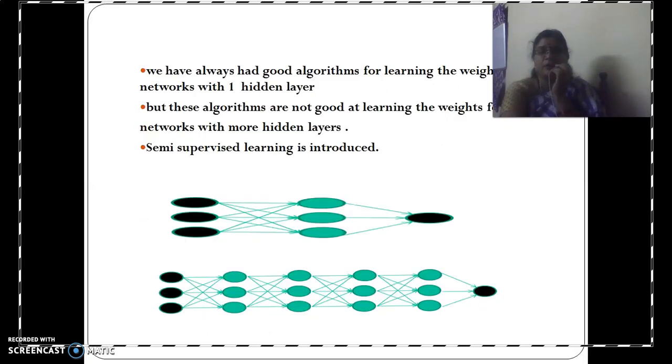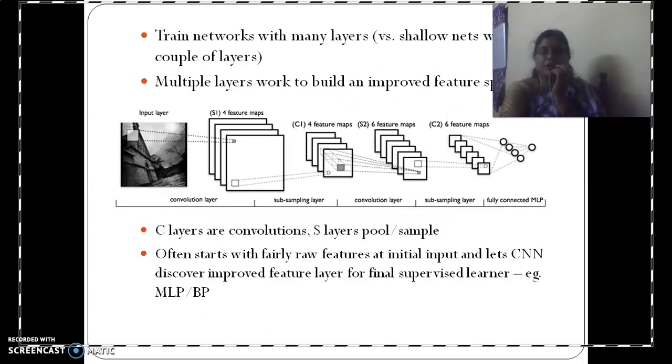Hence, we can conclude that deep learning is nothing but learning the data from the multiple hidden layers and from various kinds of C layers and S layers in convolutional neural networks. And it introduces a new concept in deep learning called semi-supervised learning. These are the main points we have to remember regarding deep learning.